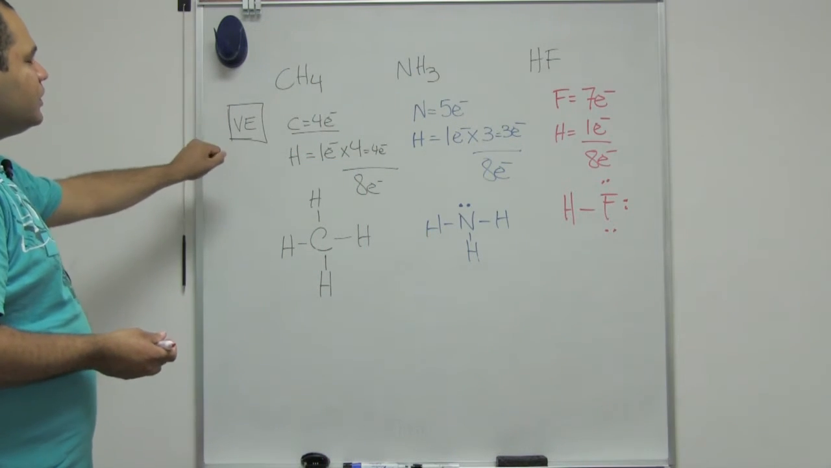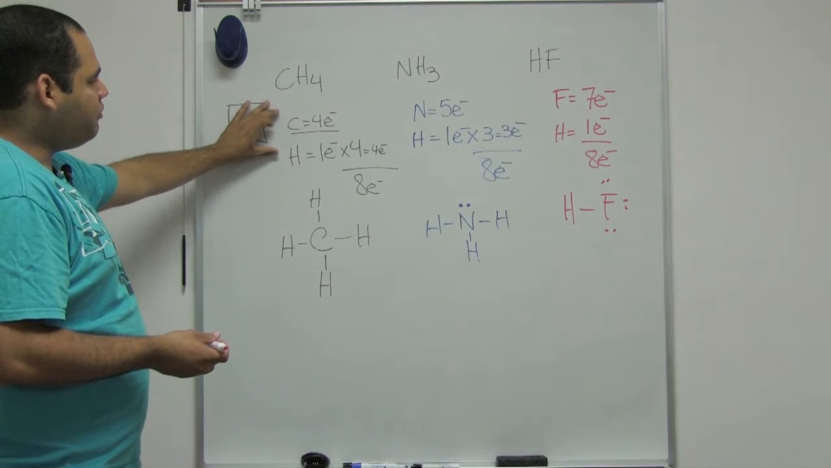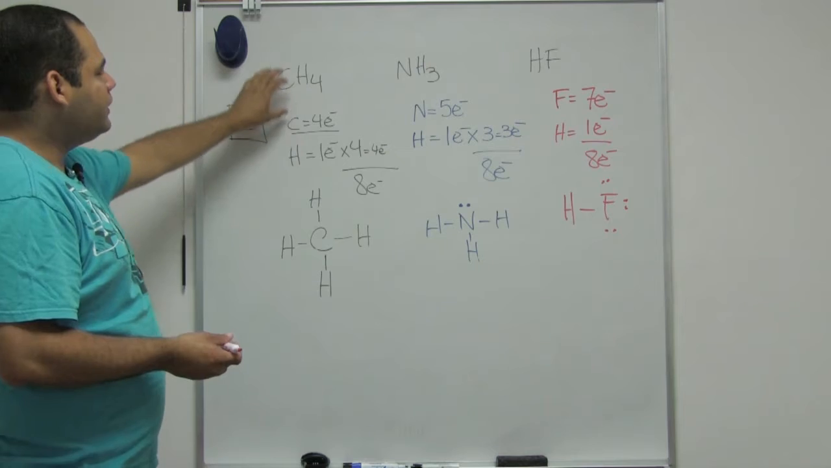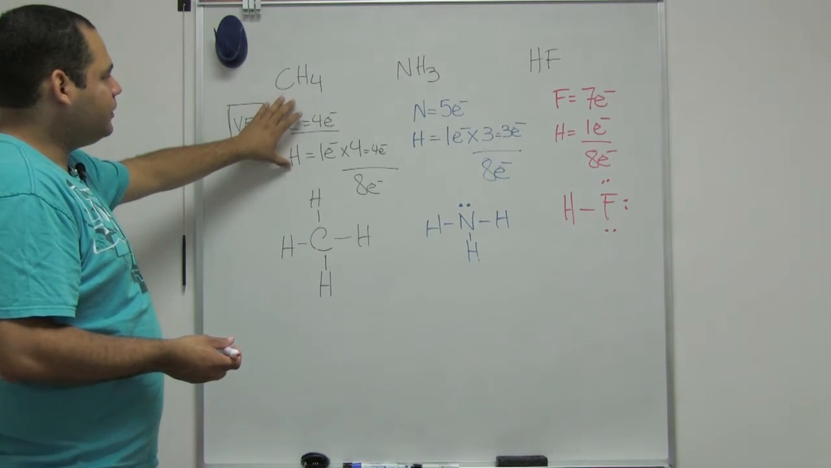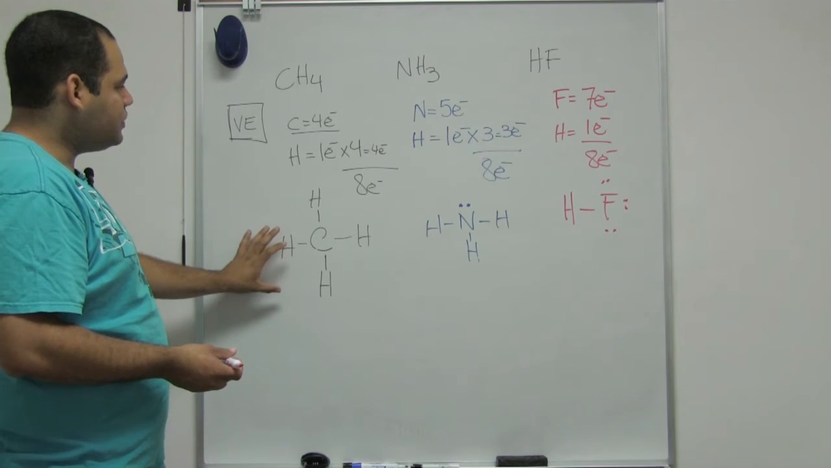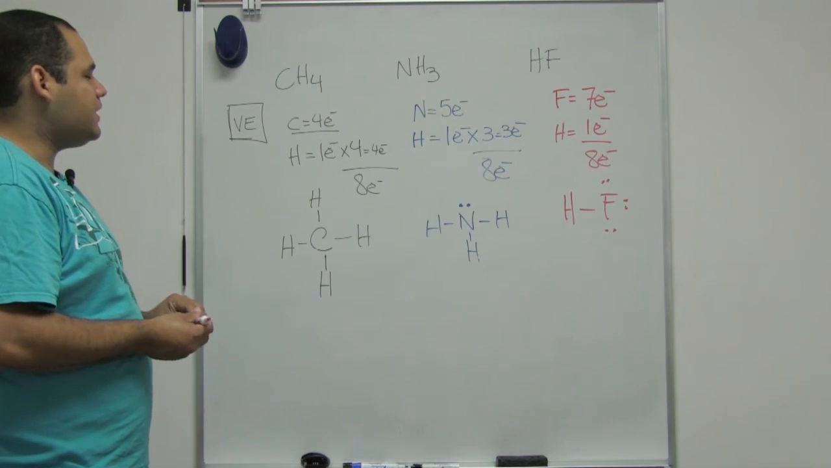Just a review, we look in our periodic table for how many valence electrons we have for each one of the elements involved in that particular molecule. We add them up, and then we place the electrons in a way that everybody obeys the octet rule.